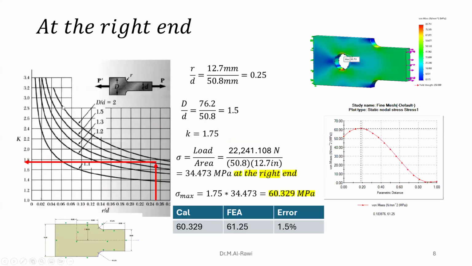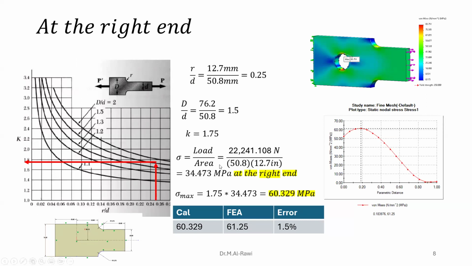Right, now we do the same thing, but for the fillet, this side, following the chart we have here. So I follow the values, R over D. The radius of the fillet is 12.7 millimeters divided by that distance, 50.8 millimeters. You get 0.25. Now D over d, this is 76.2 divided by 50.8, which gives me 1.5. So that is the line for 1.5. I intersect with that line and I read a value less than 1.8, so I will go with 1.75. Hopefully you get close to that value.